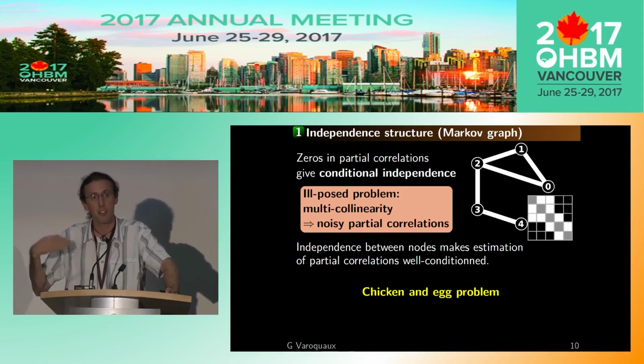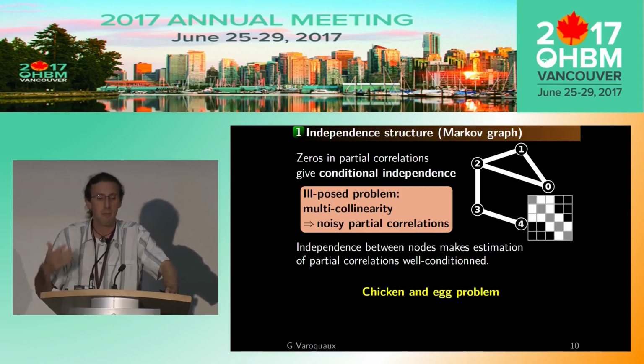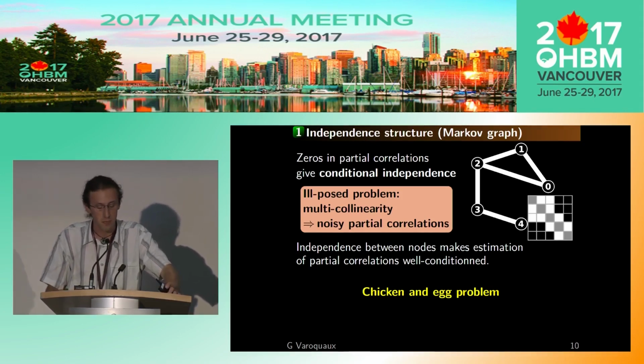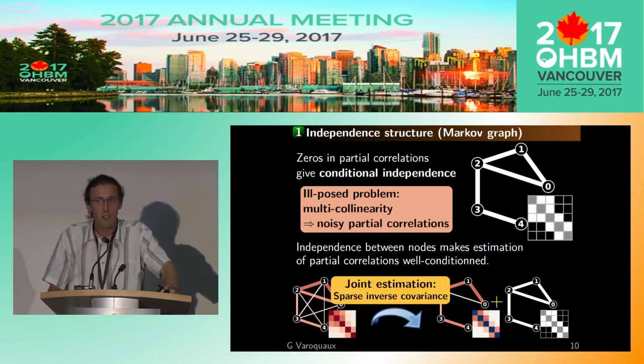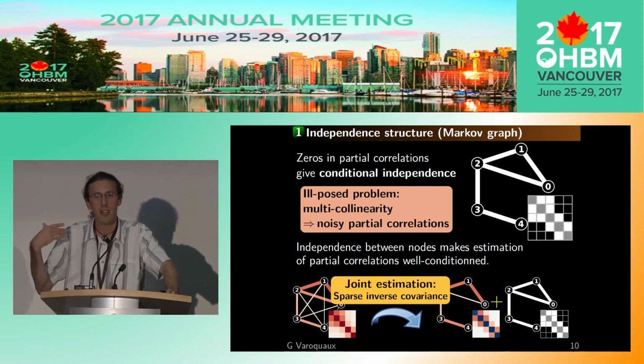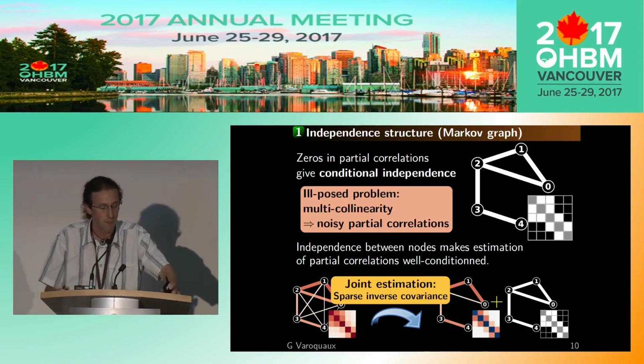So I have a chicken and egg problem. If I know the independence structure, I can estimate the partial correlations. If I know the partial correlations, I can conclude on the conditional independence structure. So what works best in practice is to do joint estimation, which is to say that we're going to estimate an inverse covariance by imposing some sparsity, so putting a lot of the inverse covariance to 0. So it's basically solving those 2 problems jointly.